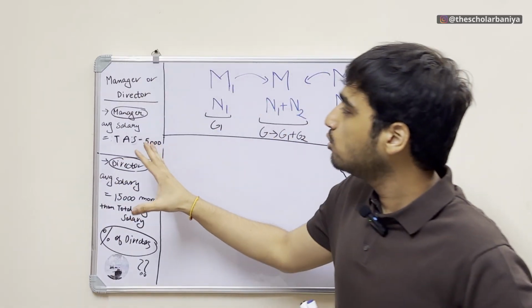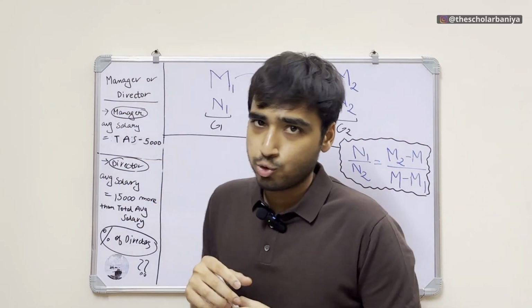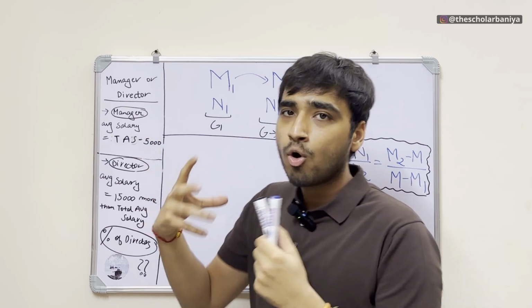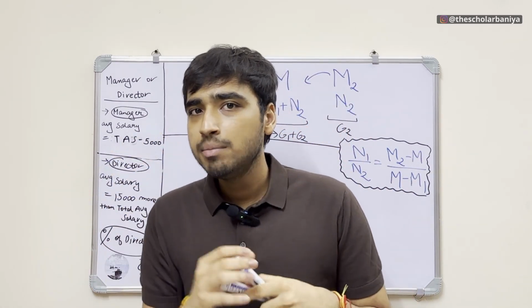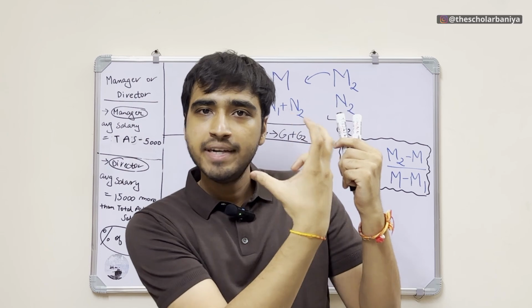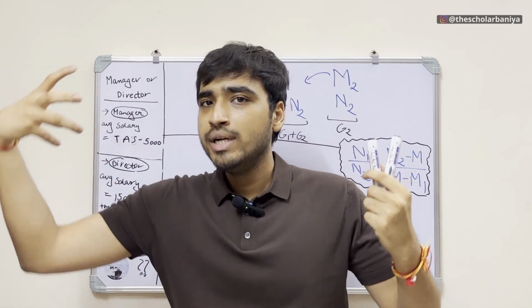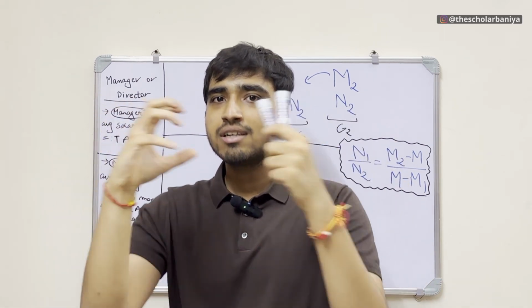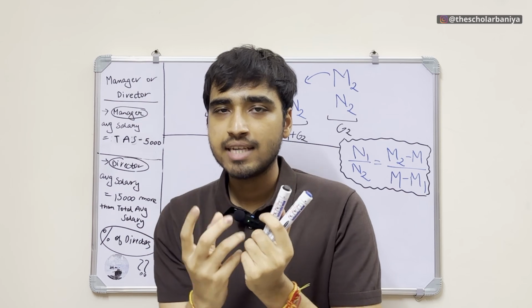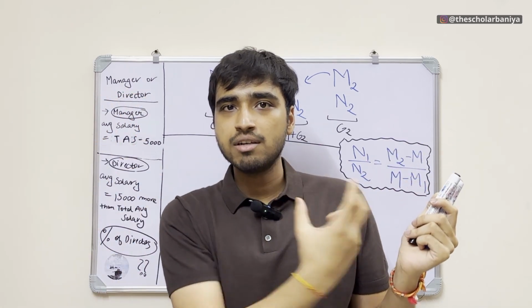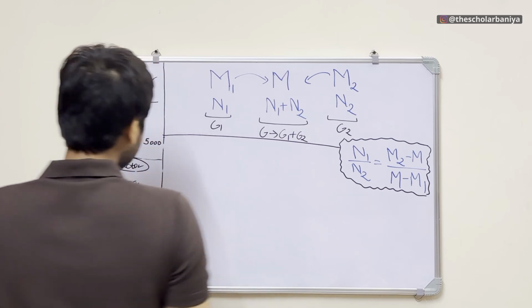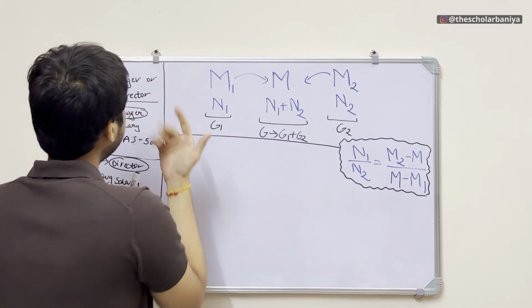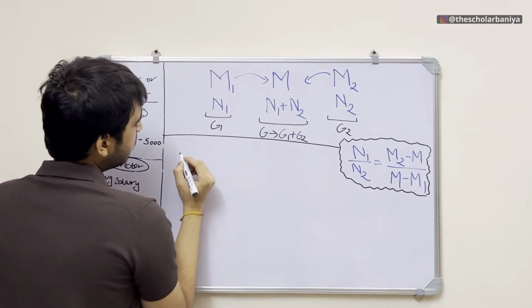Now let's try to solve this question using this approach. Okay, so we had an organization which consisted of managers and directors. So what we'll be doing over here is that we will take one group of managers, we'll take the other group of directors, and we'll combine them. So what will happen is that when we combine the managers and the directors, we get the organization as a whole, right?